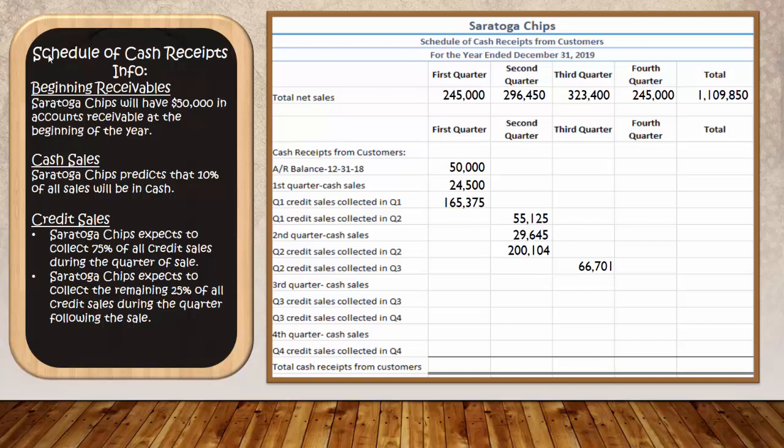Next, we have our third quarter cash sales, which again is going to be 10% of all net sales during the period. Our net sales were $323,400. If we multiply that by 10%, we determined that Saratoga Chips is going to collect $32,340 worth of cash sales during the third quarter. To figure out their credit sales collected during the third quarter, we take the total net sales, subtract out our cash sales, and multiply that by 0.75, our estimated rate of collection during the quarter of sale. This tells us that the company is going to collect $218,295 in cash from credit sales in the third quarter.